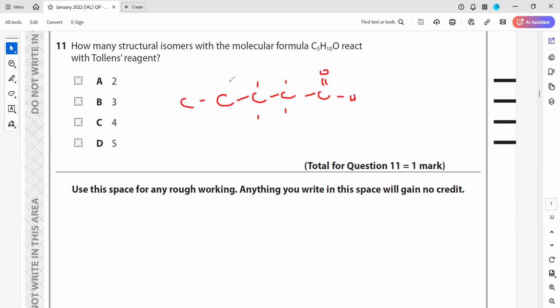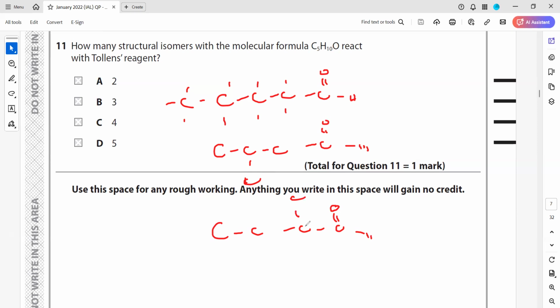Okay, 1, 2, 3, 4, 5, 6, 7, 8, 9, and 10. This will be oxidized. Because an aldehyde can only be at the last carbon, it cannot be in between, so I will just change the structure. It will make a branch. This is one possibility. Then we make a branch. This is one possibility. Yeah, now I'm making the other.